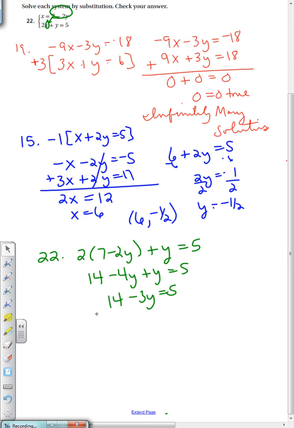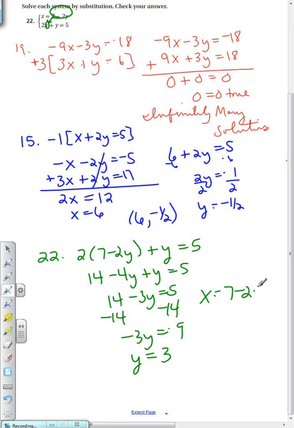So then I'm going to subtract 14 on each side and get -3y equals -9. Divide by -3, and I'm going to get +3. So if y is +3, to figure out x, I can do x equals 7 minus 2 times 3. And 2 times 3 is 6, so 7 minus 6 is equal to 1. So my answer should be 1, 3.